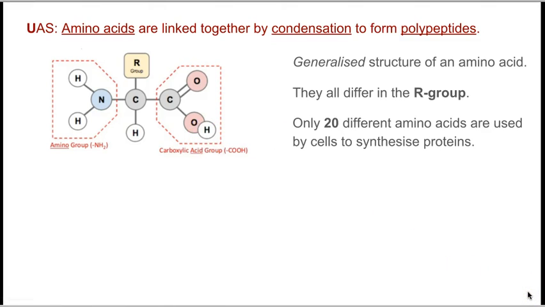Now, there are only 20 different amino acids that are actually used by cells and living organisms to synthesize proteins, generally. We'll talk about an exception in a second.